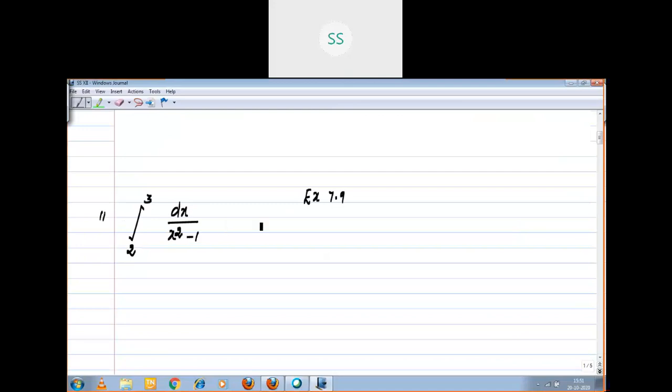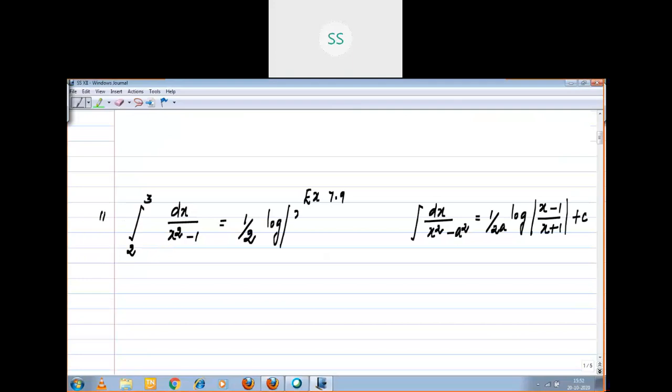The given integrand represents the standard form: integral of dx divided by x square minus a square equals 1 by 2a log of modulus x minus a by x plus a plus c. So it represents the standard form, and you can integrate easily. Here a is 1. So 1 by 2 log of modulus x minus 1 divided by x plus 1, limit 2 to 3.